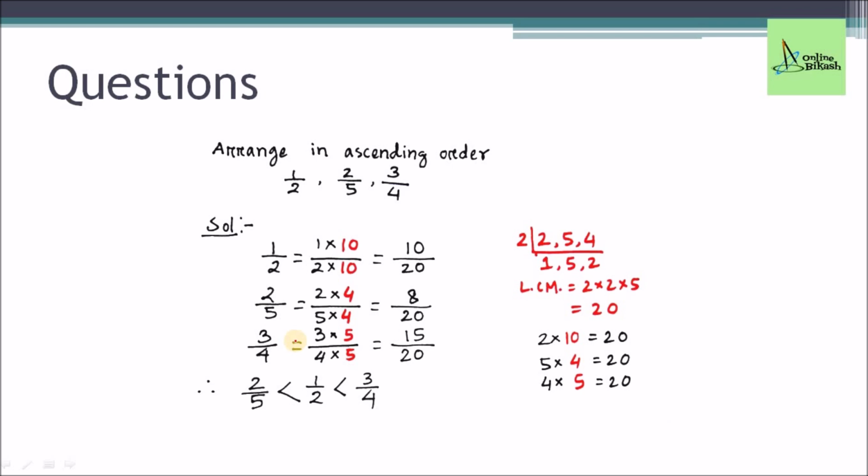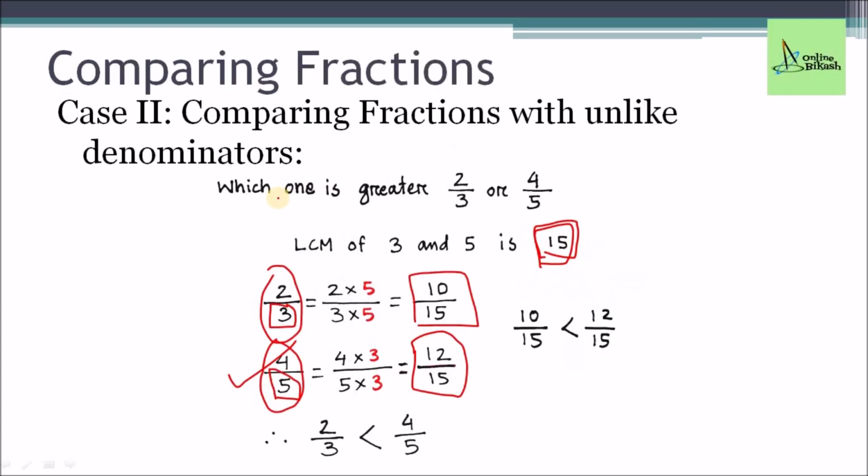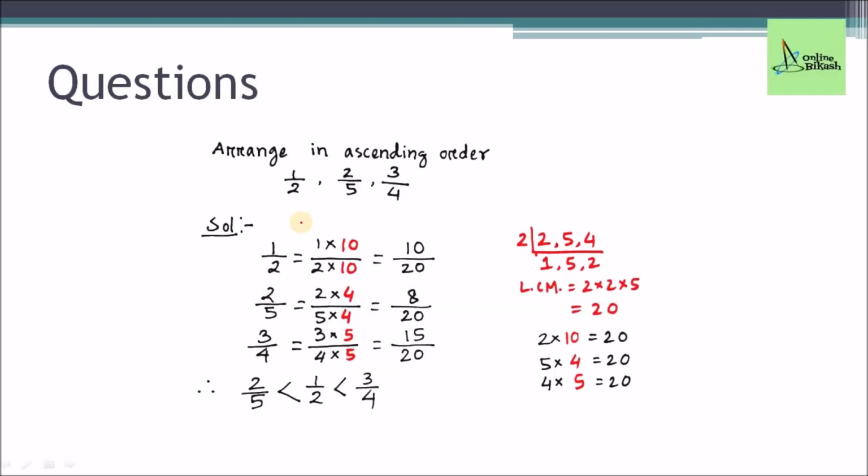Question: arrange in ascending order. Ascending order means what? From the smallest you have to arrange them to the greatest. Okay, so there are 3 fractions: 1 by 2, 2 by 5 and 3 by 4. As I already told you, you need to find out the LCM of the denominators. Here the denominators are 2, 5 and 4. We will find this LCM.